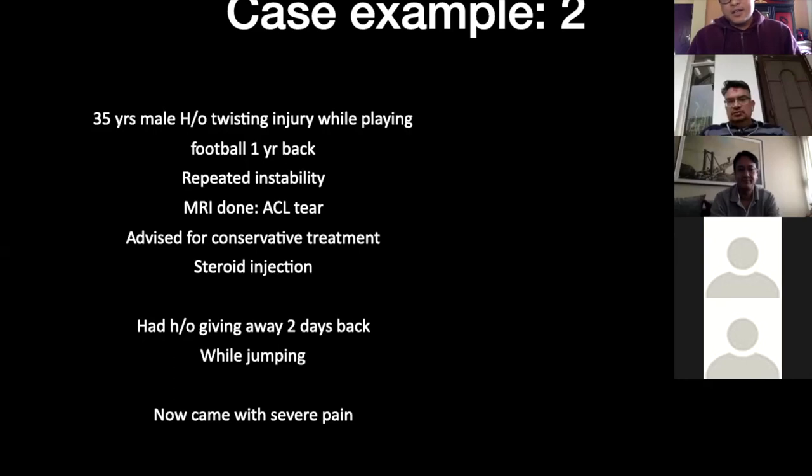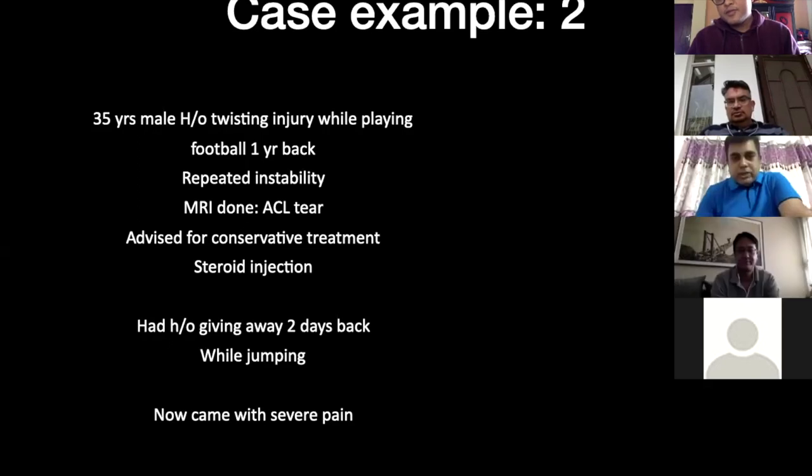Navin sir, what is the problem with this case? Probably because of his ACL tear, he was continuing to walk on an unstable knee with rotational forces going on. Now, because of the injury 2 days back, he must have injured his medial meniscus, which led to the severe pain. Probably a bucket handle tear might be one of the causes.